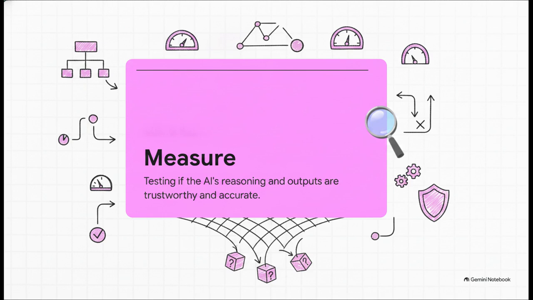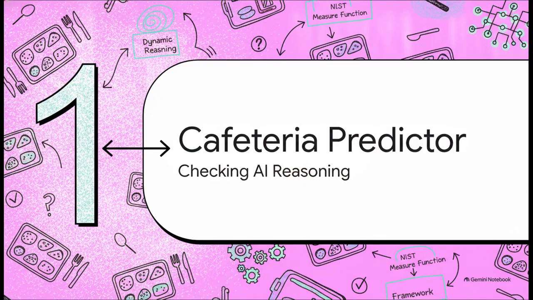Is it still functioning safely? The measure function is essentially our safety net. It catches the AI if its changing reasoning starts to drift off track. Section 1. Worked example. The cafeteria predictor.